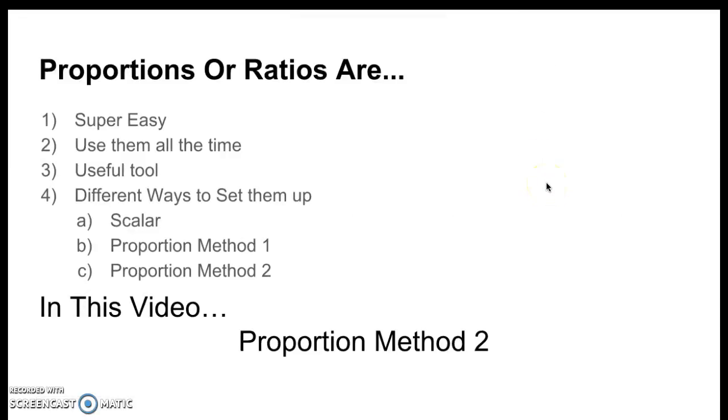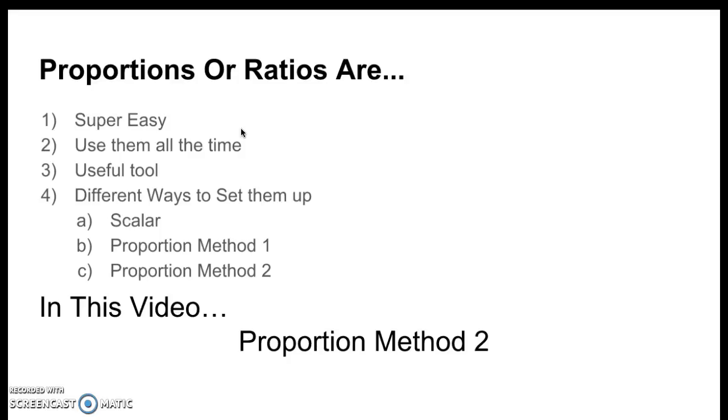Before we begin, I just want to briefly talk about proportions or ratios. They are super easy, and that's because we use them all of the time. A lot of times we do this without even thinking about it. So whether you're baking and you want to scale up or scale down a recipe, or you're in a grocery store, or you're building something and you need to change the amount of materials that you have, we oftentimes use proportions or ratios. So that makes them a useful tool.